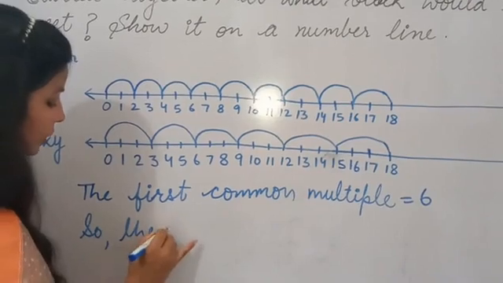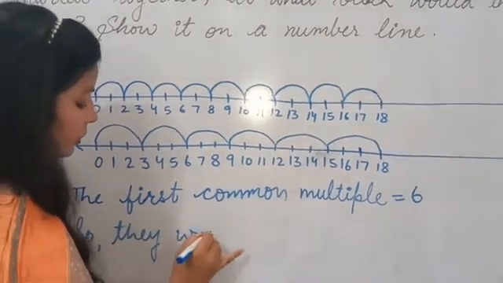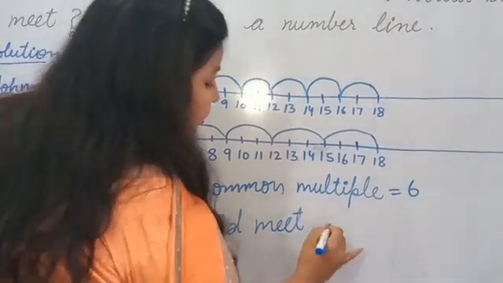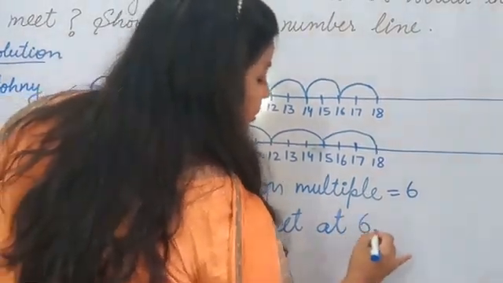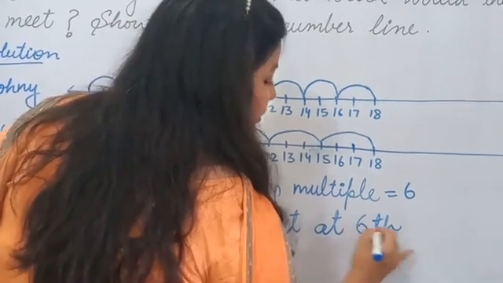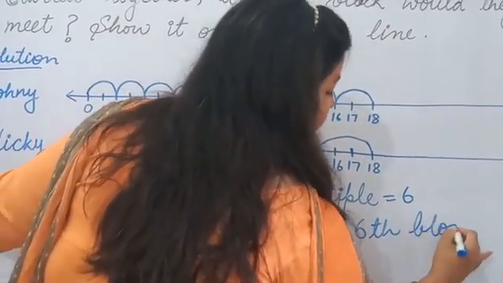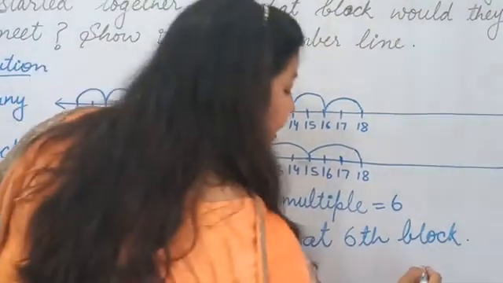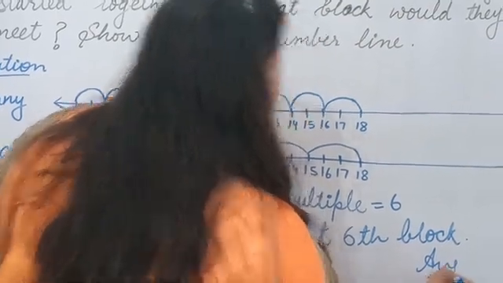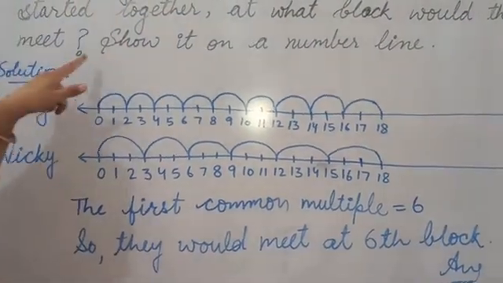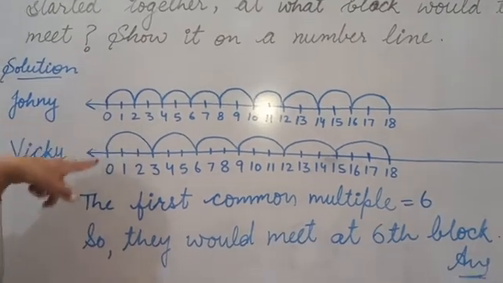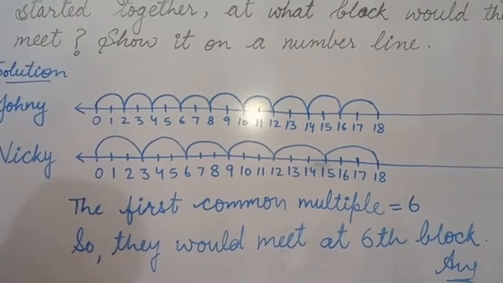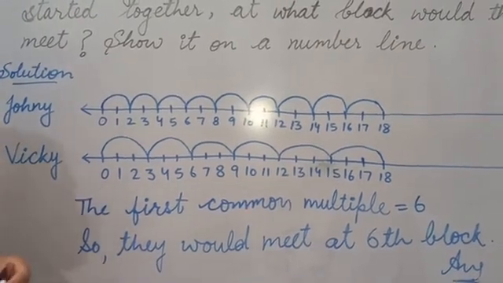they would meet at 6th block. Okay, they will meet on block number 6. You had to tell at which block they will meet, and also show the number line. So we have shown it on the number line and like this we have written that on the 6th block they would meet. Okay, so like this you will do question number 4. Thank you.